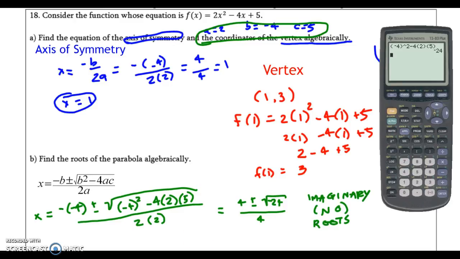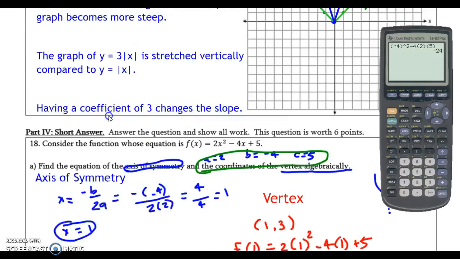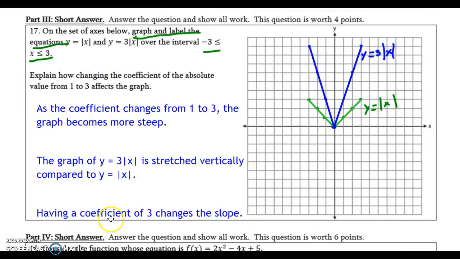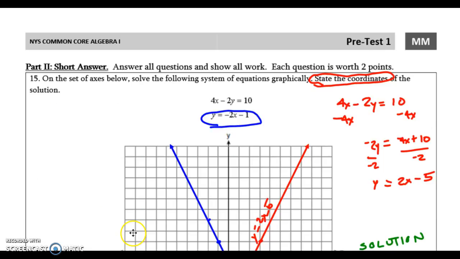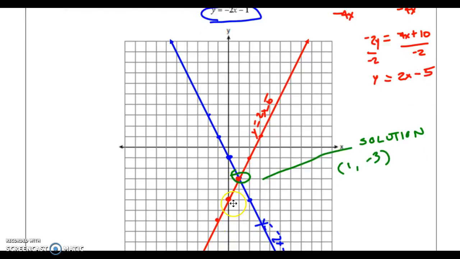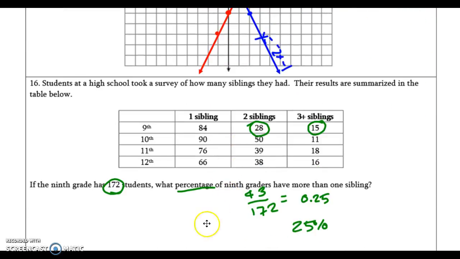All right. So what we've talked about so far in this video is finding the roots, finding the axis of symmetry, and graphing an absolute value equation. We also talked about graphing two linear equations and finding the solution. And we also talked about finding percentages.